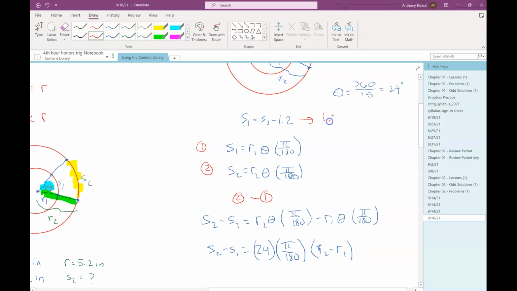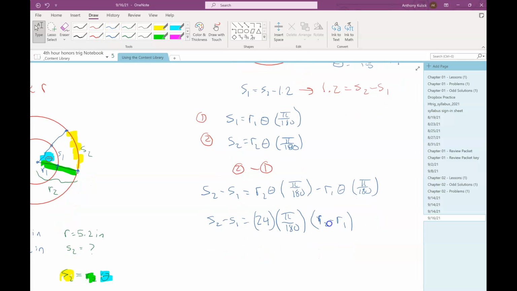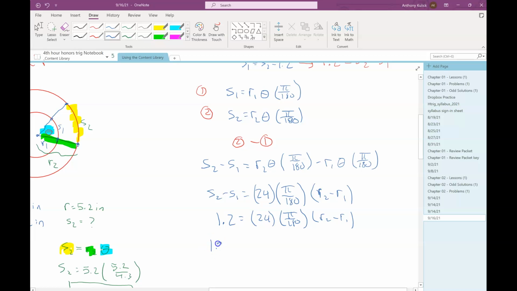Now, S2 minus S1, I can get from right here. If I add 1.2 to both sides and then subtract S1 from both sides, I get that S2 minus S1 is 1.2. And then I can divide by 24 and multiply by pi over 180. Or I'm sorry, 180 over pi.